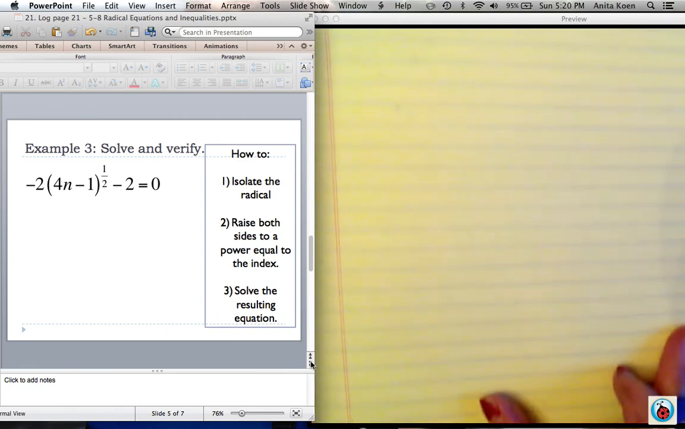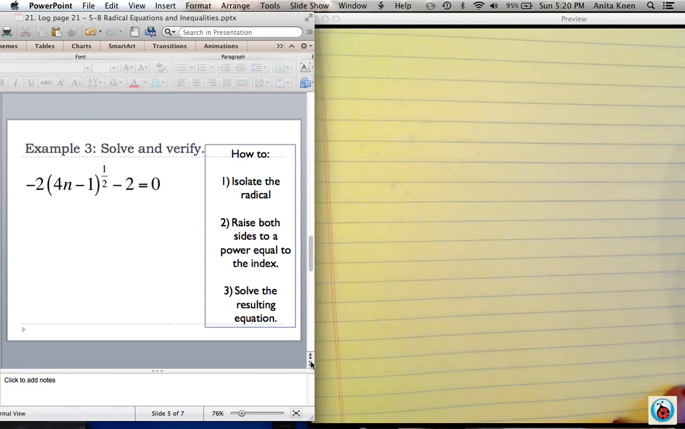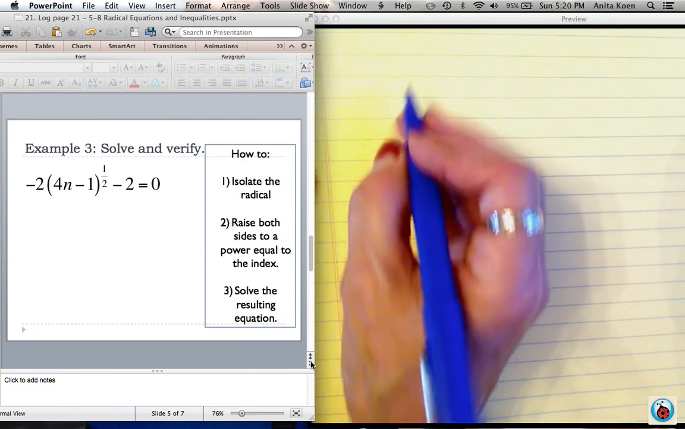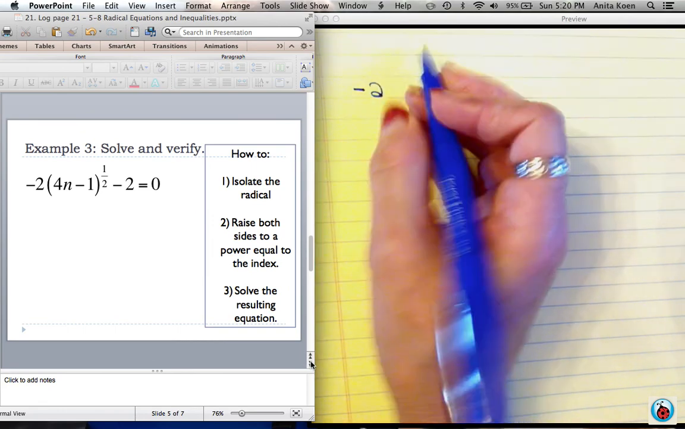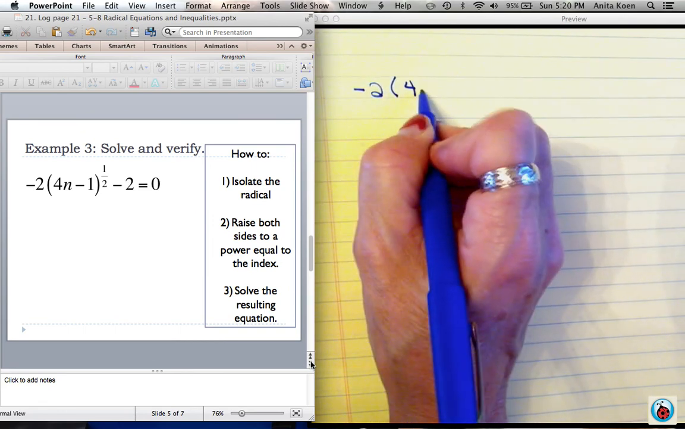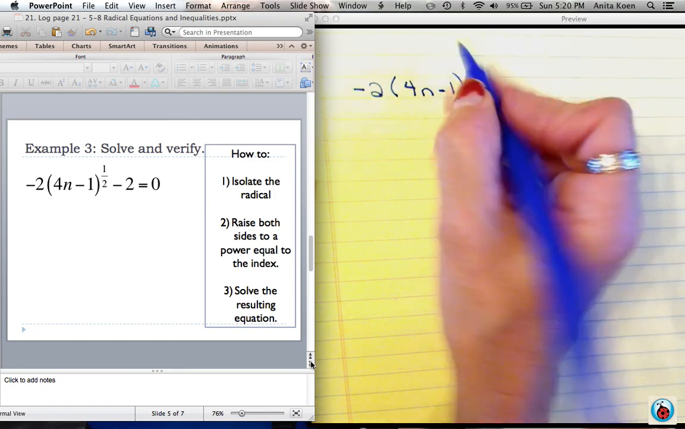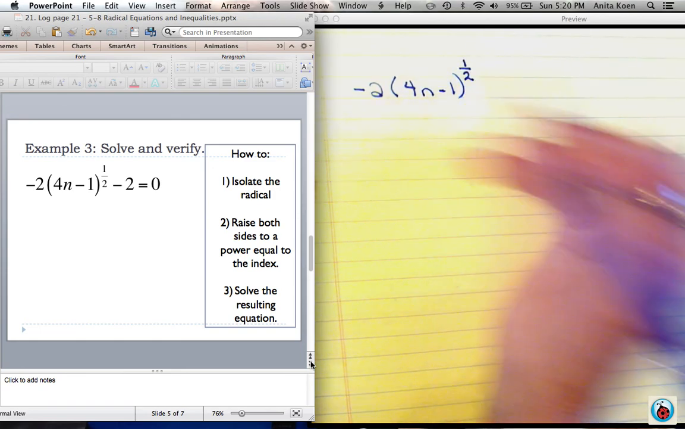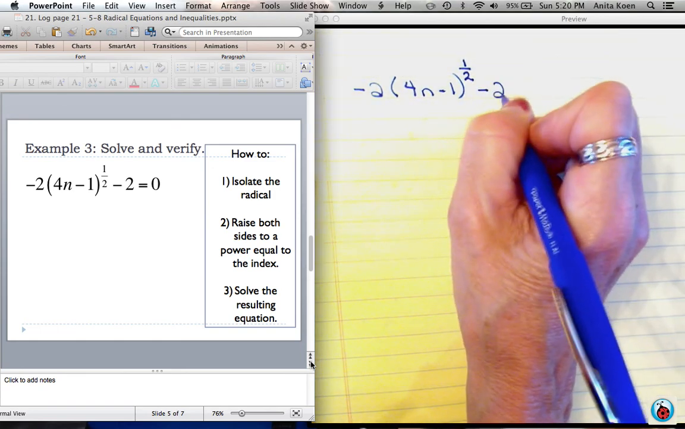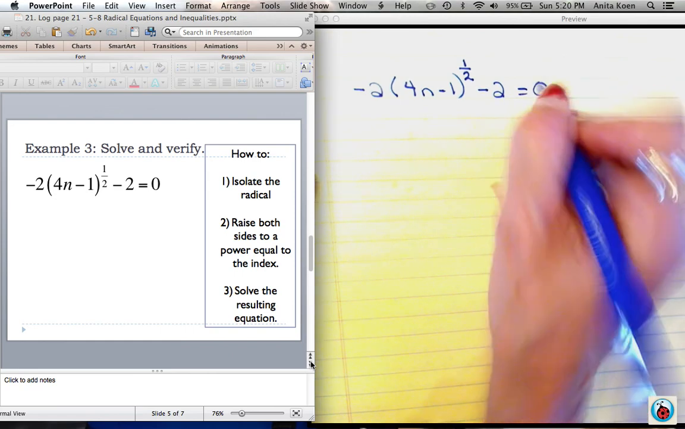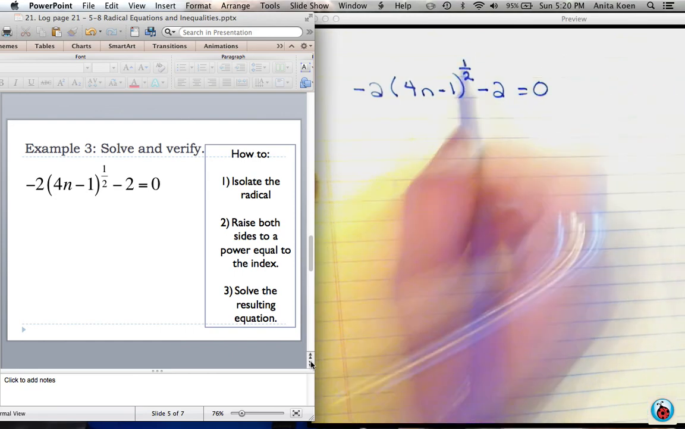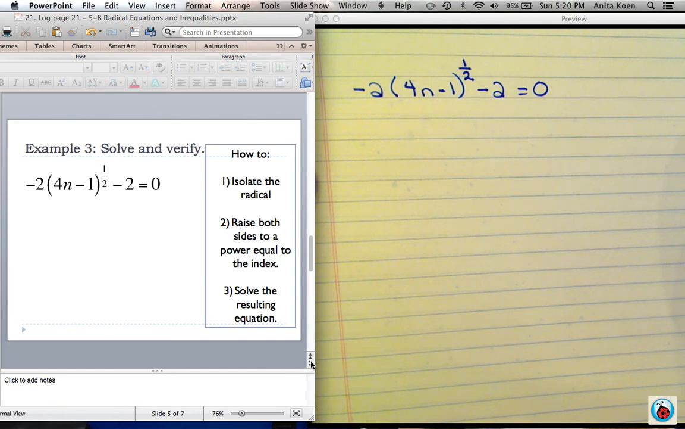In this example, let me scoot this down. You might look at it at first and say, wait a minute, I don't see a square root. But hopefully you remember from yesterday's lesson that this exponent of 1/2 is the same as a square root. This is a square root because it's a fractional exponent of 1/2.